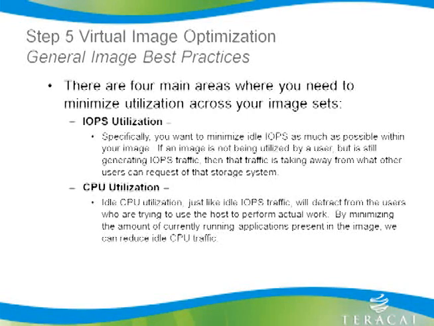So, with the introductions out of the way, let's talk about the 4 main areas where we need to minimize utilization across the image sets. First, and by far one of the most important, is IOPS utilization. For those of you who don't know, IOPS stands for input-output operations per second. Now, anybody who's been focusing on the desktop side for a long time says, well, why do I really need to care about IOPS? Really, megabytes per second or kilobytes per second is what I've been measuring for benchmarking hard drives for the last 10 years. Why does IOPS suddenly matter?